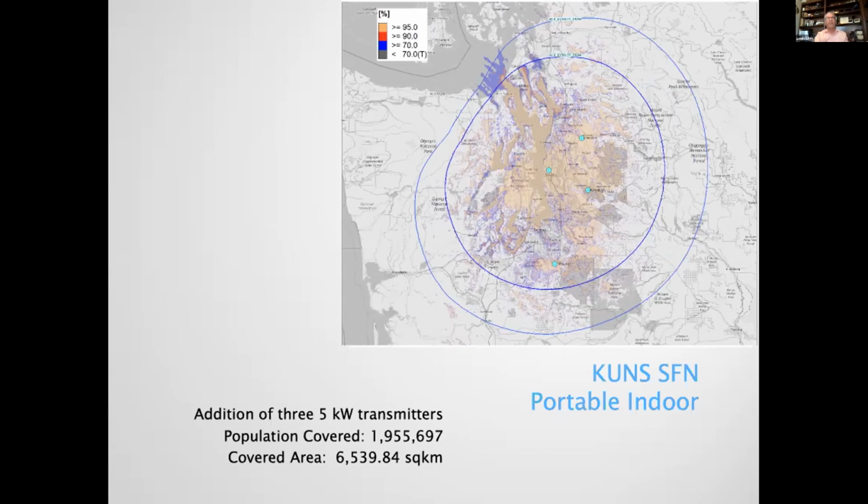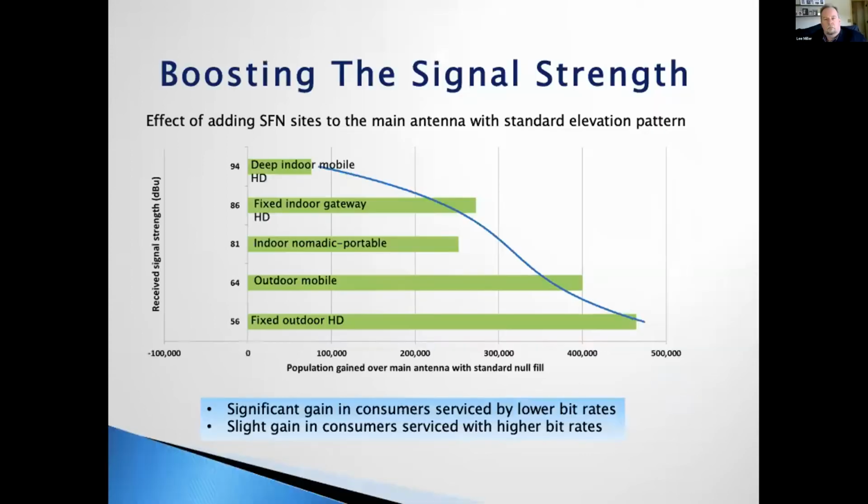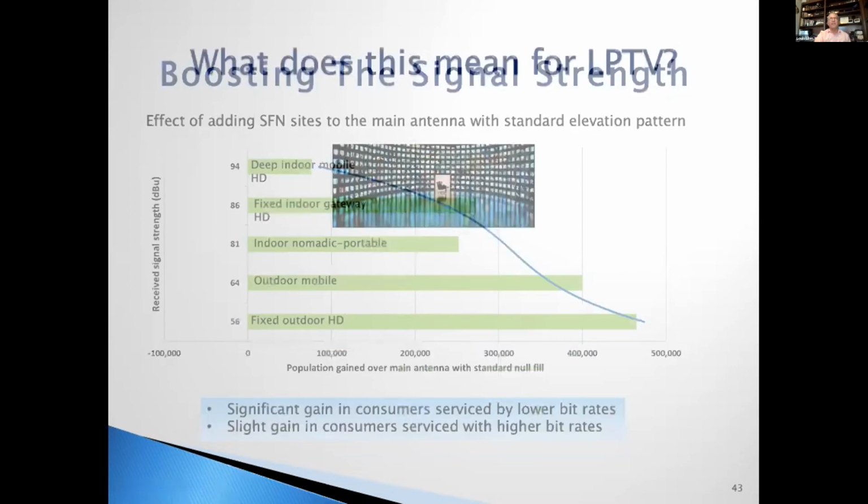So now, just to reiterate, what you see here is obviously we're trying to boost the signal strength, but we have deep indoor, we have fixed indoor gateways. Fixed indoor gateways are interesting. Indoor nomadic, which is portable, outdoor mobile, fixed indoor, outdoor. There are so many cases and everything is a trade-off. So there's a big gain in consumer service with lower bit rates, and you get a slight gain in consumer service with the higher bit rates. There's a lot we can learn from here, but what does this mean for LPTV?